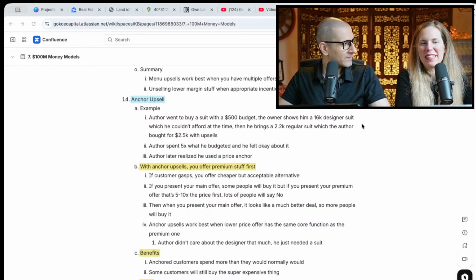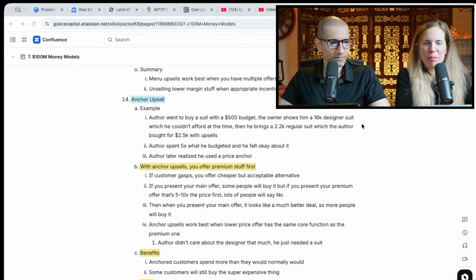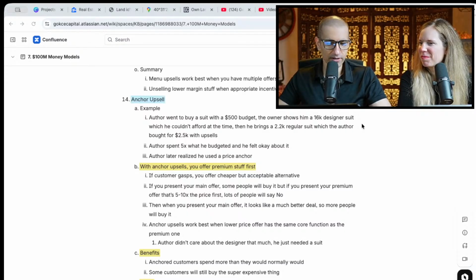I think you missed some of the details in the story. He let him look at the price tag, register how expensive it was, and he said, "You know what? Do you really care about a super designer suit?" And then Alex Hormozi was like, "No." And he was like, "Then I have the perfect thing for you." Right. And there are some nuances to it, which we'll get into. But this is more like a compressed version of what an anchor upsell is.